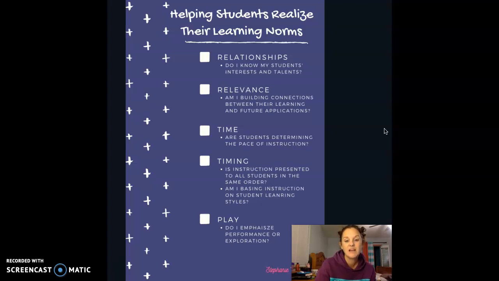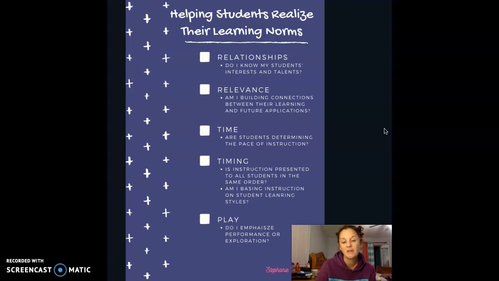The third aspect, time. Are students determining the pace of the instruction? This is a big task in the regular education classroom because we're constantly pushed to follow a pacing guide or to teach all of the standards. So time is one that we really don't have enough of, but I think it's important for the students to know that they can ask for more time and they need to be able to voice that.